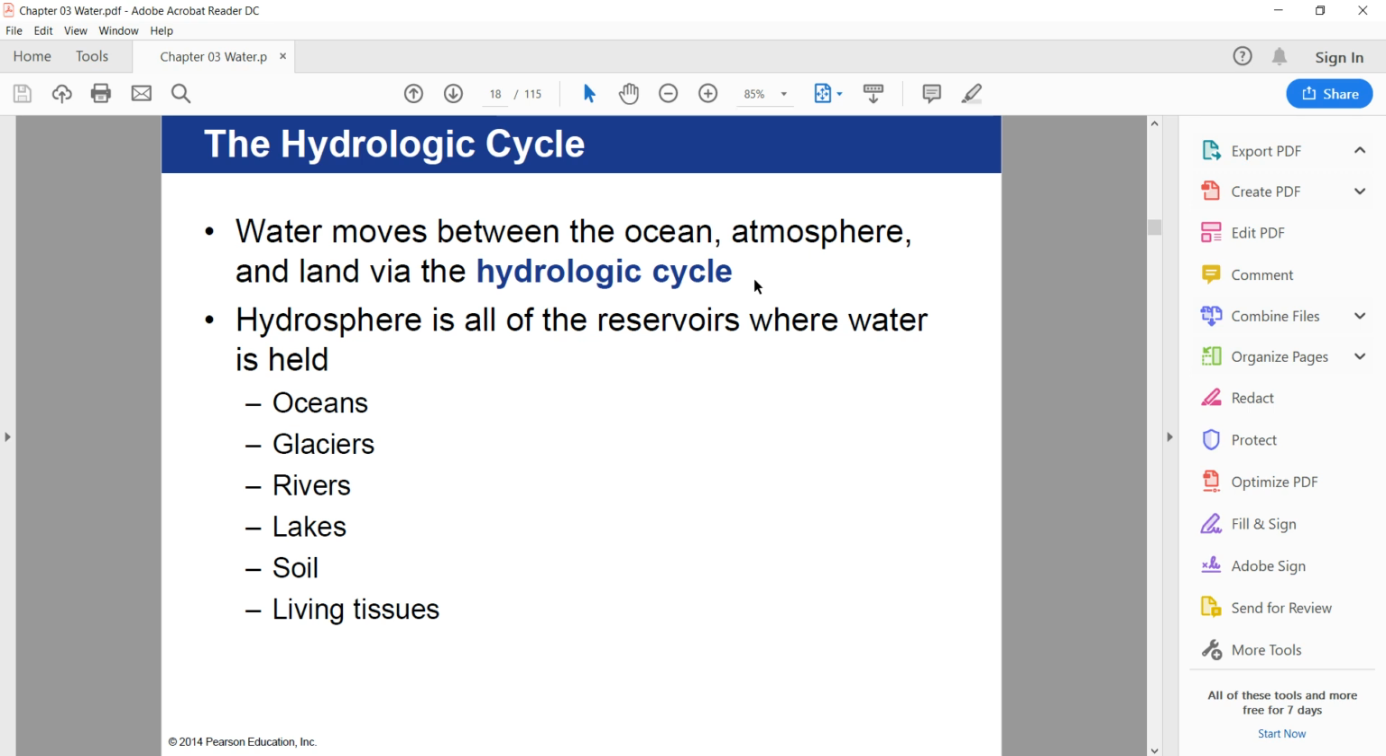These are the different reservoirs in the hydrosphere: oceans, glaciers, rivers, lakes, soil, and living tissue. These are the major reservoirs where water is found and stored on our planet or in the atmosphere.